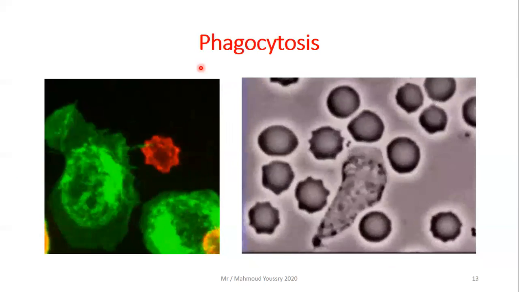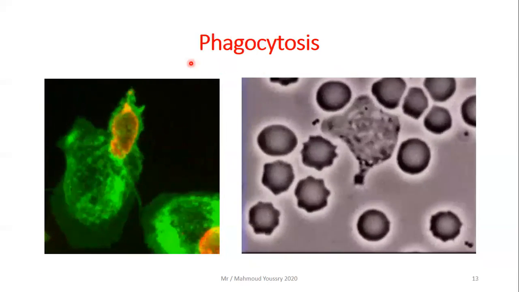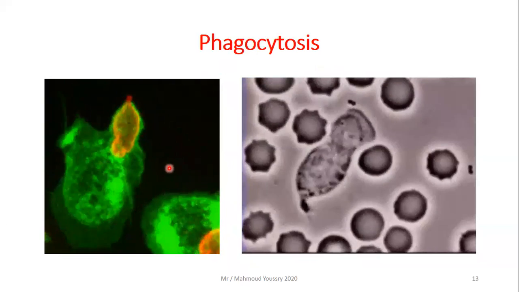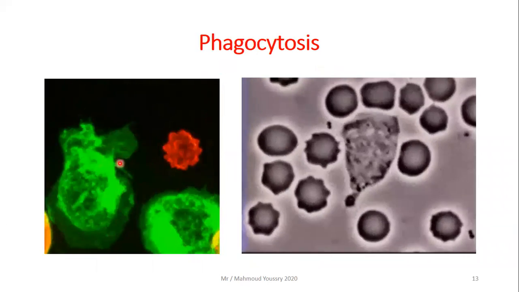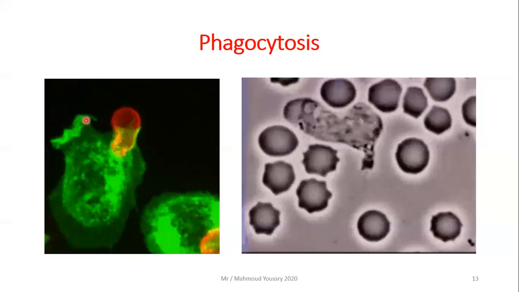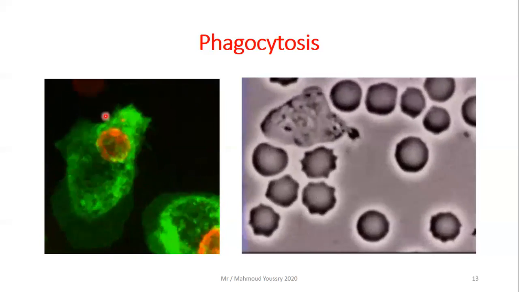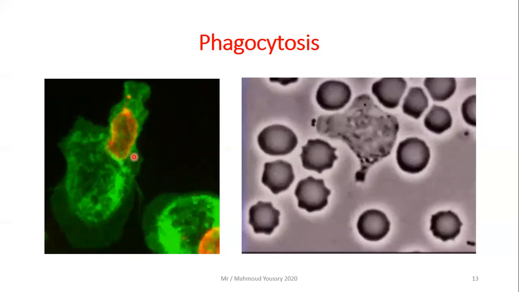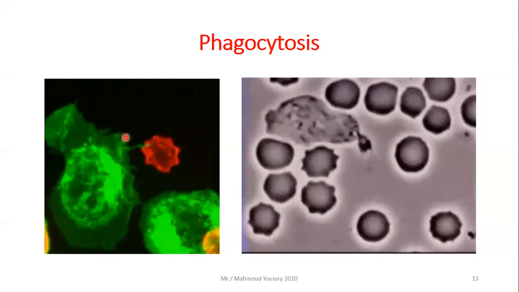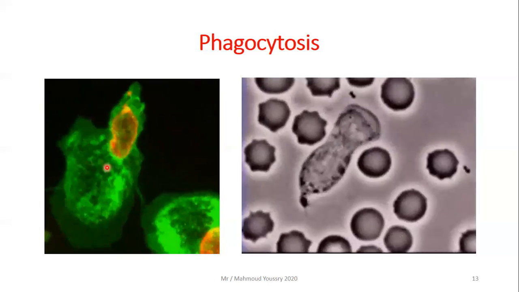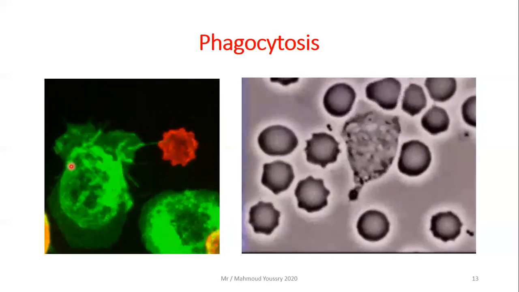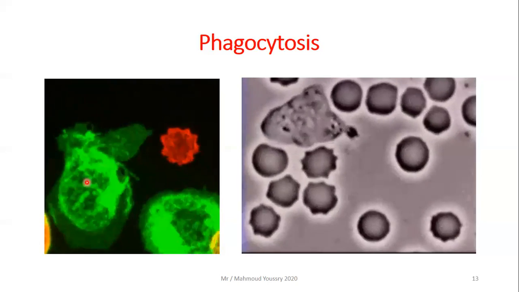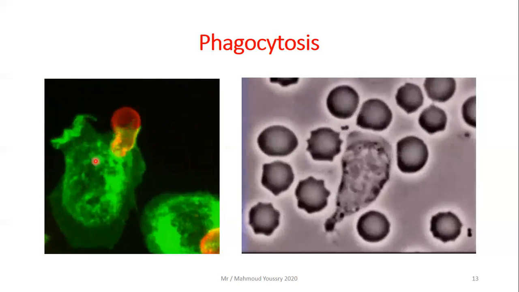Okay, what about phagocytosis? If you can see this red particle on the picture to your left, this is like a pathogen, and the green one is like the white blood cells. Phagocytosis means the cell eating. It eats the whole particle in order to damage it. Can you guess how the white blood cells damage these particles? Yes, for sure, by the enzymes inside the white blood cells.